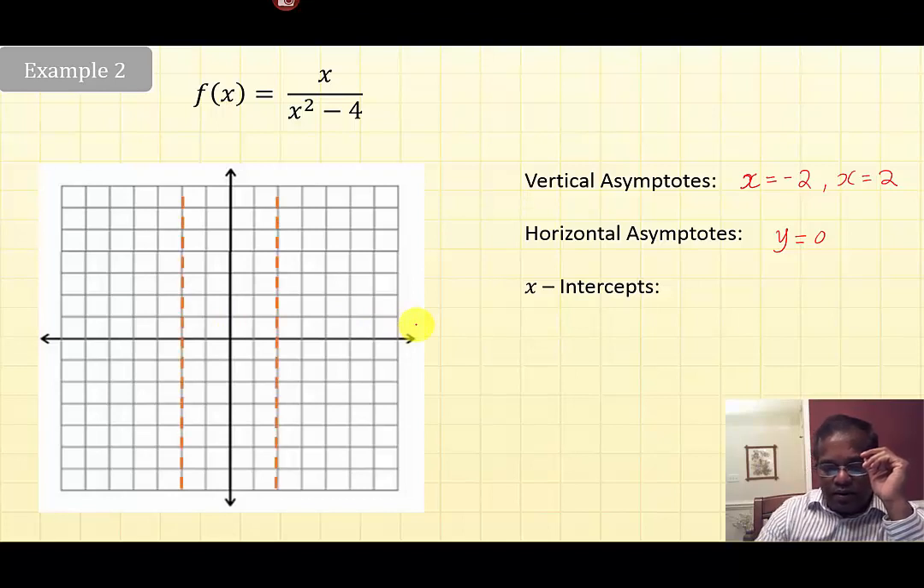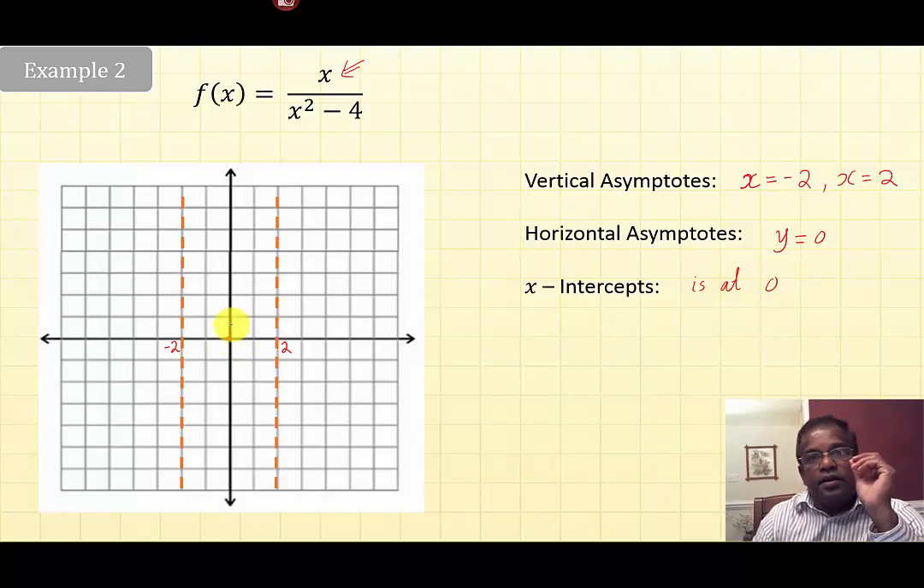So here are the vertical asymptotes, negative 2 and 2. The horizontal asymptote, again the same thing, y equals 0. The x-intercepts are given by p(x) equals 0. So p(x) equals 0 when x equals 0, clearly here. So that means the x-intercept is at 0. This point is the x-intercept, meaning the graph is going to cross or touch that point.